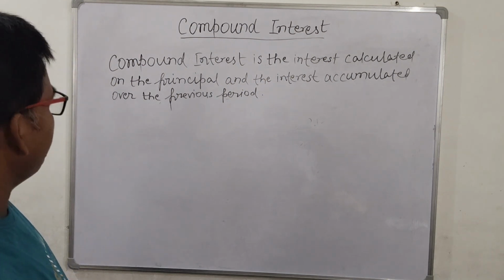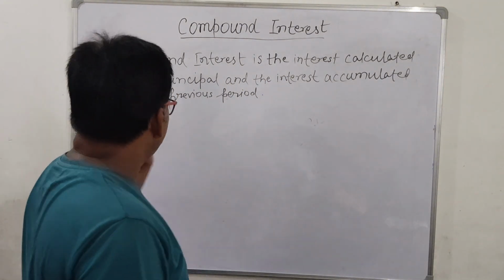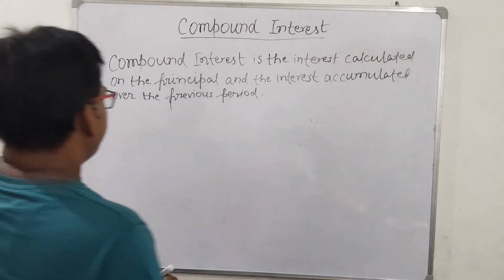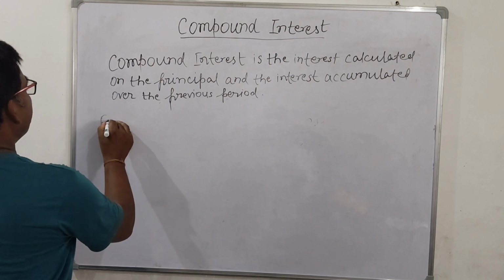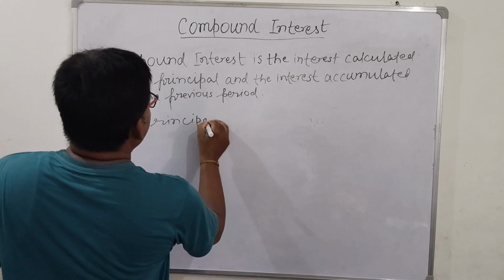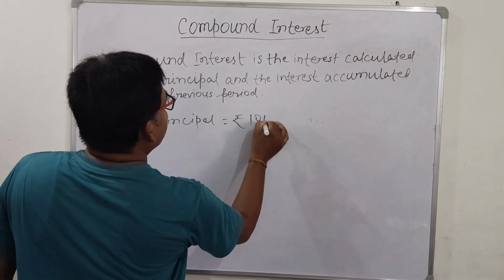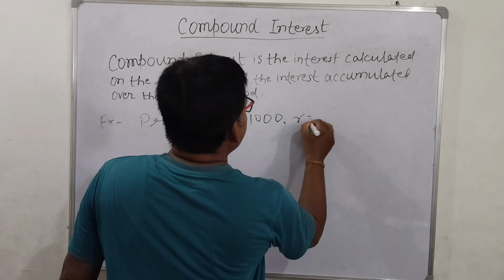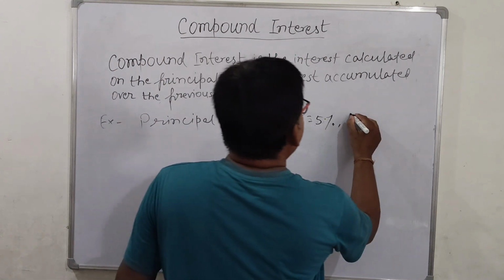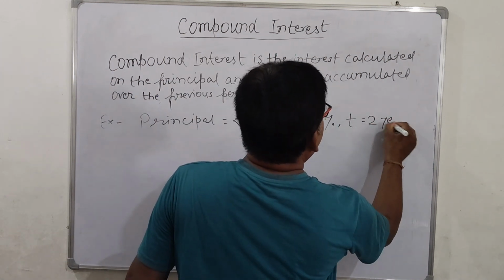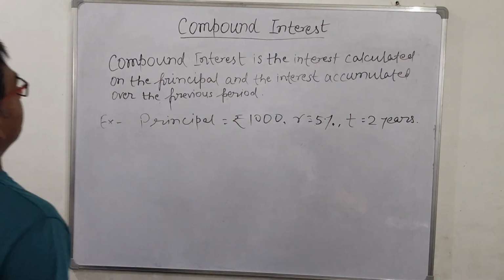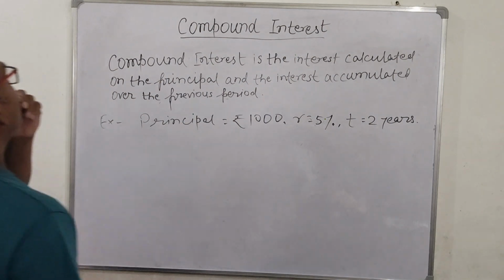It tells us that compound interest is the interest calculated on the principal and the interest accumulated over the previous period. For example, if principal is equal to rupees 1000, rate of interest is equal to 5%, and number of years, that is time, is equal to 2 years. So how can we calculate the amount and the principal and compound interest?